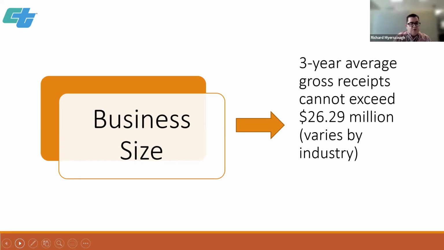Business size standard. A firm's 3-year gross receipts average must not exceed 26.29 million. At least for construction. Other industries will vary, and there's so many, that's why we can put them up, but construction's the most common one that deals with Caltrans. These gross receipt numbers will probably increase in the future, just like I mentioned with the personal net worth. If you have less than 3 years of average gross receipts, please contact our certification office for guidance. You can still become certified. So if you've only been in business for, say, 2 years instead of 3, it doesn't prohibit you necessarily from becoming certified.